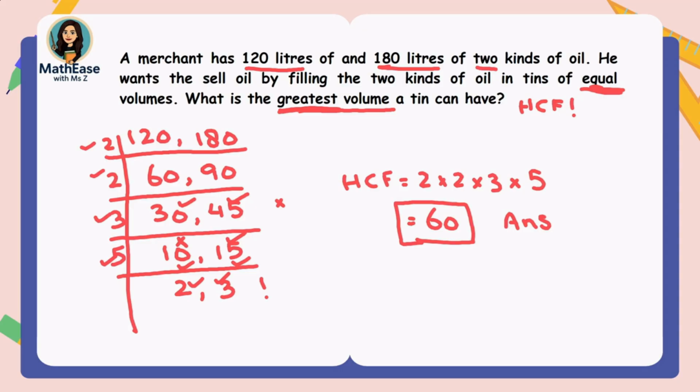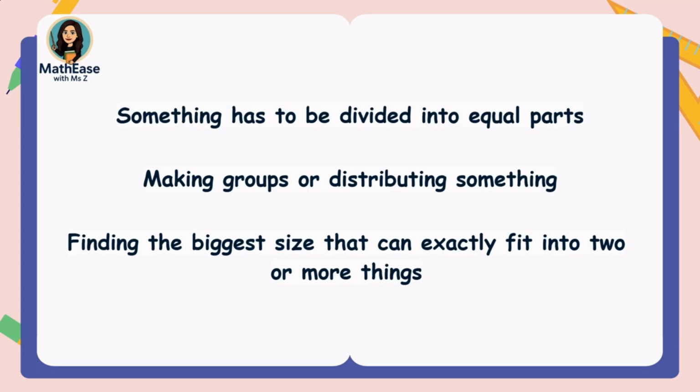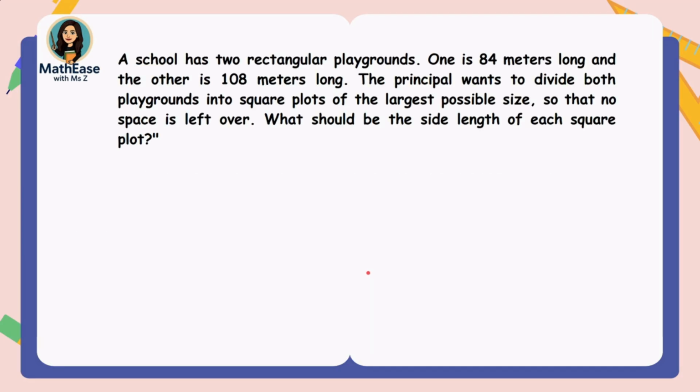Let's try a different question now. But this time we're going to go for one that explains the last point that I mentioned in that list of 3 points, which was the biggest size that can fit exactly into 2 or more things. Okay, so here we go. A school has 2 rectangular playgrounds. One is 84 meters long and the other is 108 meters long. The principal wants to divide both playgrounds into square plots of the largest possible size so that no space is left over. What should be the side length of each square plot?